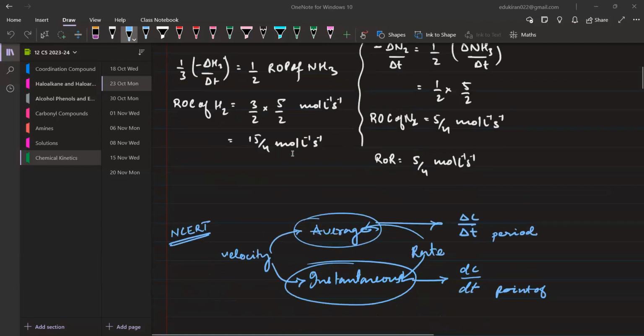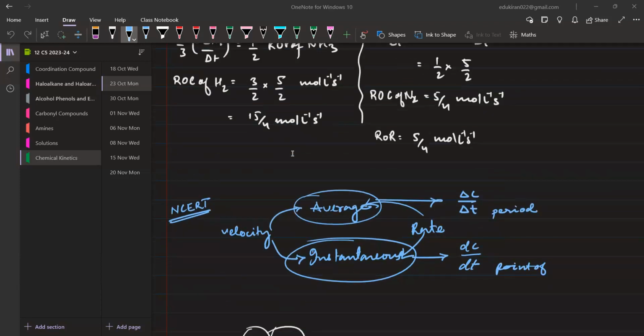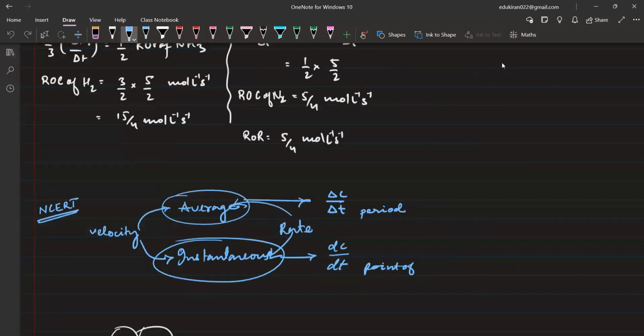Fine. Actually, next is a very small topic which has been asked a certain times: the definition of the differences between average rate and instantaneous rate. So you have to read it from NCERT and it's a very easy topic to understand. You do not have any problem. The only thing I can tell you right now: you remember average speed and instantaneous speed. It's very similar to that.